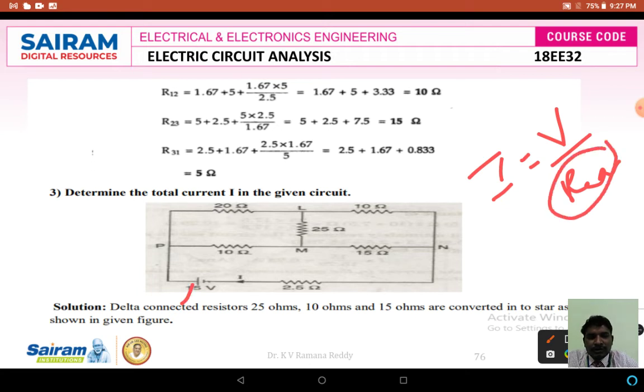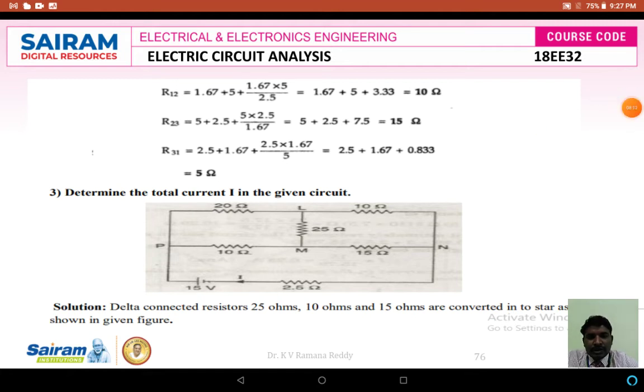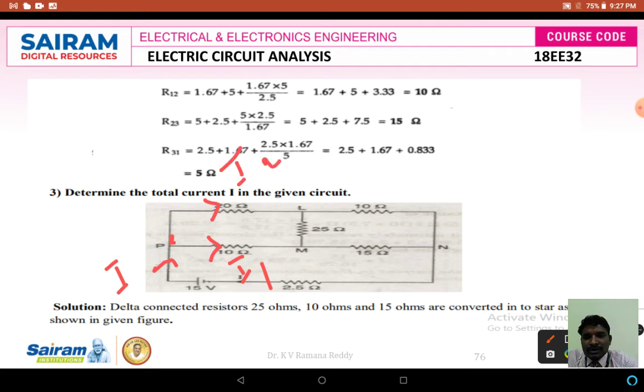So to find out the current I here, I want to find out the R equivalent value. The current I is the total current which is driven by this 15 volt voltage source. This current I is going to divide into two currents here. One current is flowing through this 10 ohms, name it as I1. Another current is flowing through this 20 ohms, name it as I2.